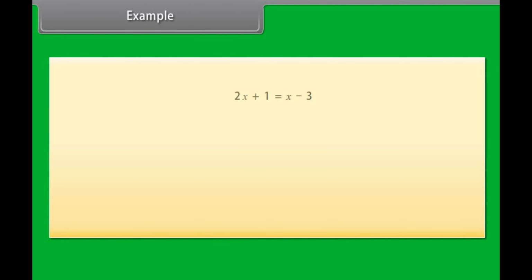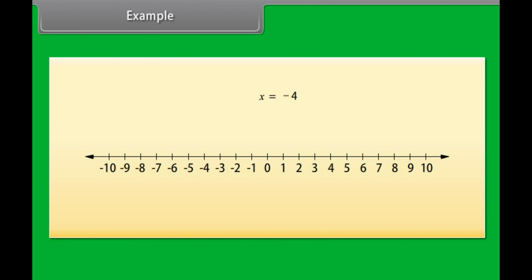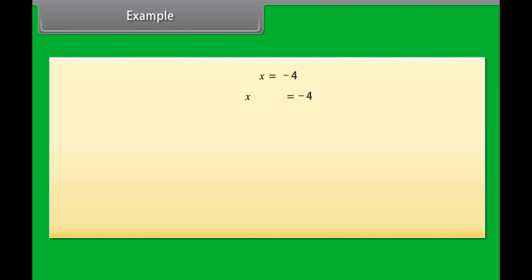Example. Let's now solve this equation and represent the solutions on the number line and on the Cartesian plane. This equation can also be written as 2x minus x is equal to minus 3 minus 1. By solving this, we get x as minus 4, equation 1. Now let's see where it lies on the number line. Here it is. Now we know that x is equal to minus 4 can be written as x plus 0y is equal to minus 4.